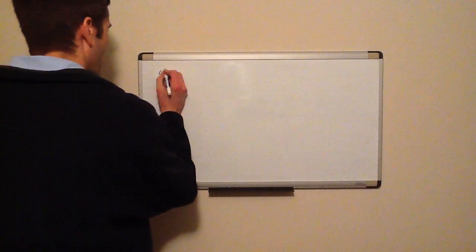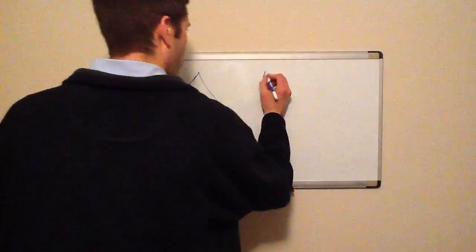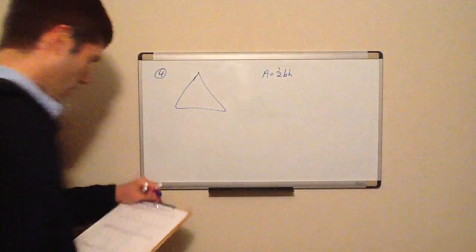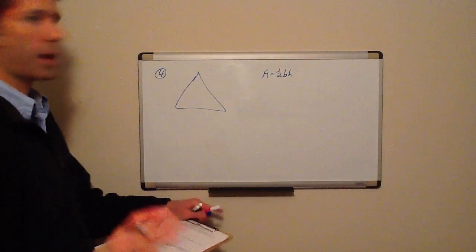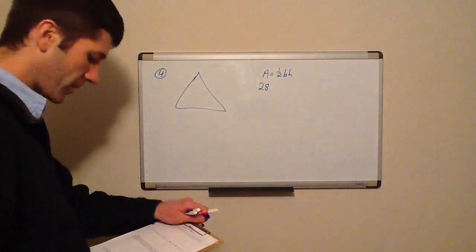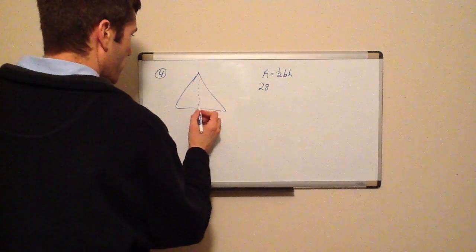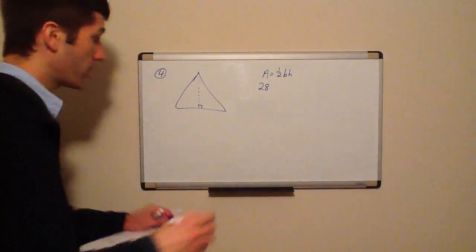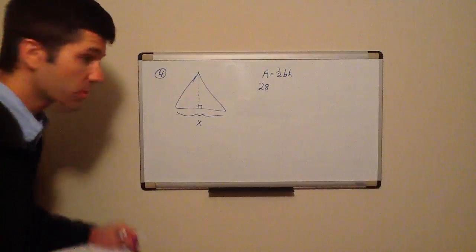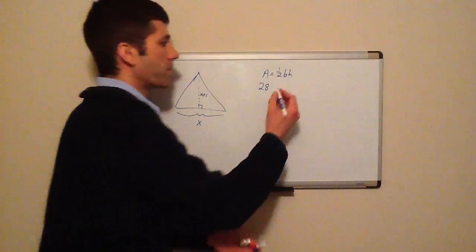Number 4. A triangle has an area, of a triangle, let's go ahead and write the formula, 1/2 BH, of 28 square centimeters. Oh, okay, pause right there. What's the area? 28. Okay, the altitude is 1 centimeter longer than the base. Well, if this is the base and it's x, then the altitude is 1 centimeter longer, so we have x plus 1 right here. Let's fill some numbers in.